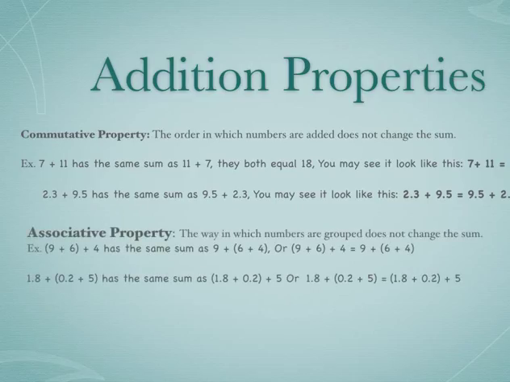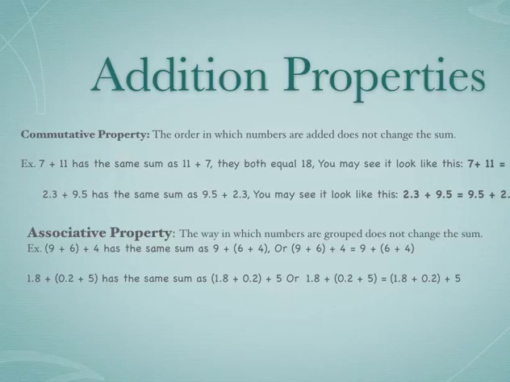The associative property is just a way of grouping numbers. So if you're adding 3 digits, it's a way of grouping them so that it makes it easier to add them. The way in which numbers are grouped does not change the sum. So for example, if we have 9 and 9 plus 6 grouped plus 4, that has the same sum as if we had 9 plus 6 plus 4 grouped. And you may see that look like this: parentheses, 9 plus 6, end of parentheses, plus 4 equals 9 plus, 6 plus 4 in parentheses.